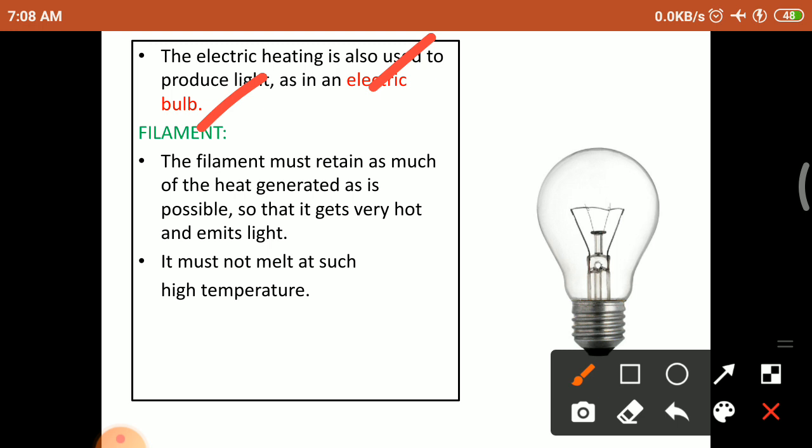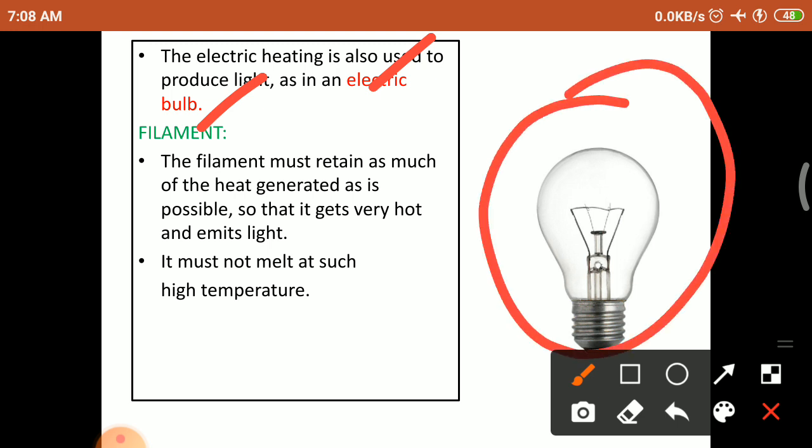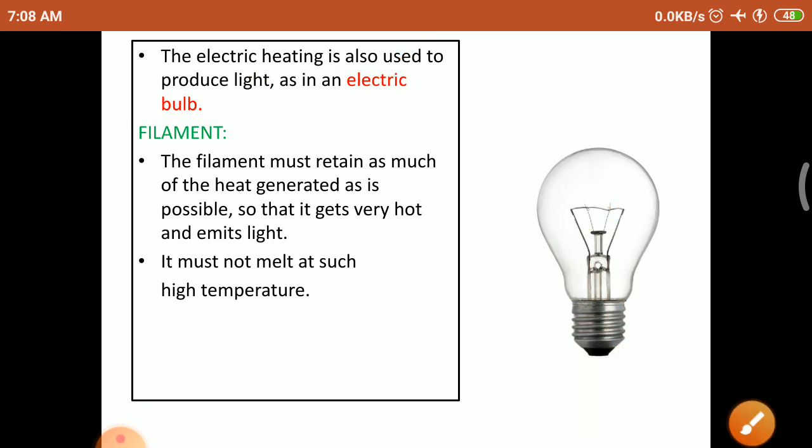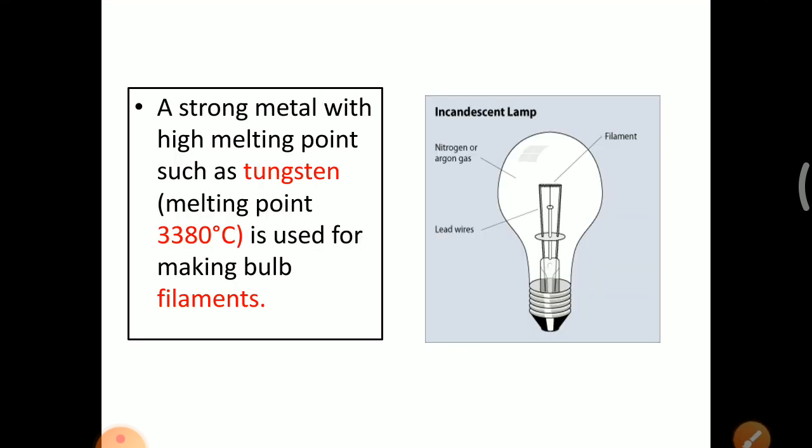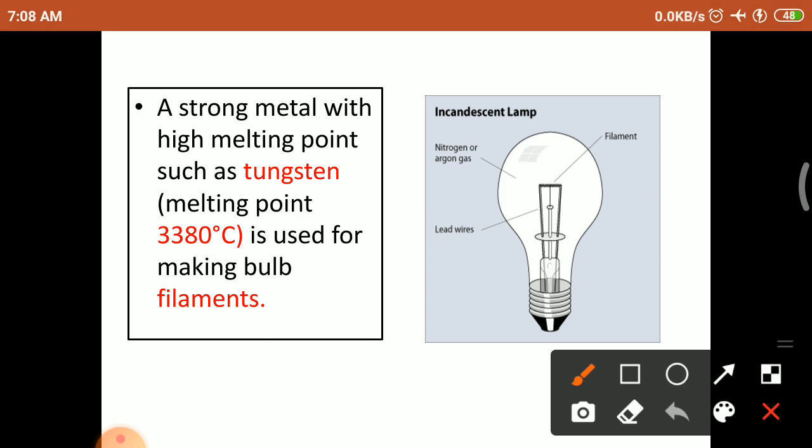If you take an electric bulb, it contains a filament. This filament must retain as much of the generated heat as possible and get very hot and emit light. Because it is very hot, it emits light, and it must not melt at high temperature. So a strong metal with a high melting point, such as tungsten, whose melting point is 3380 degrees Celsius, is used for making the filament.